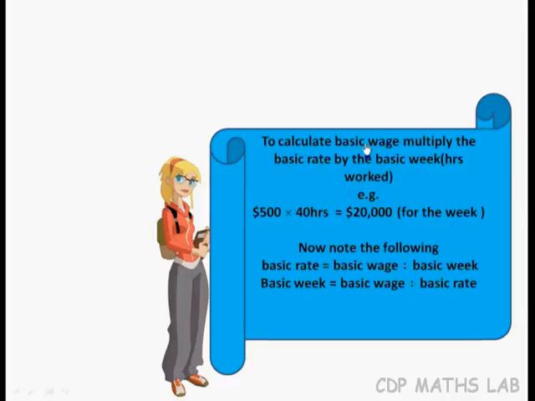To calculate the basic wage, multiply the basic rate by the basic week, which is hours worked. For example, note this $500 which he offered to pay her per hour is considered the basic rate. So the $500 here is the basic rate, and the 40 hours for the week, or the amount of hours worked for the week, is called the basic week.